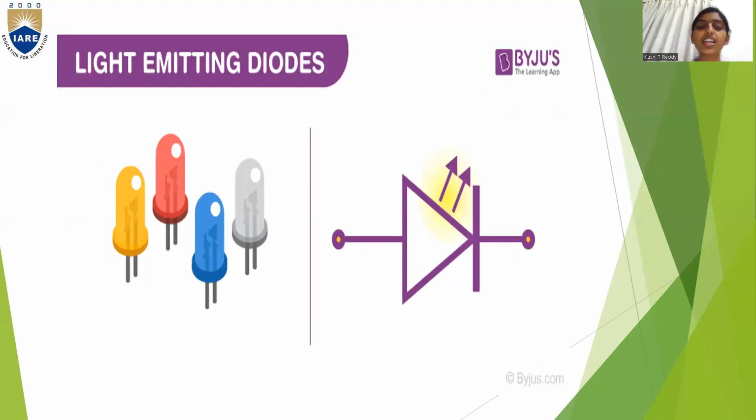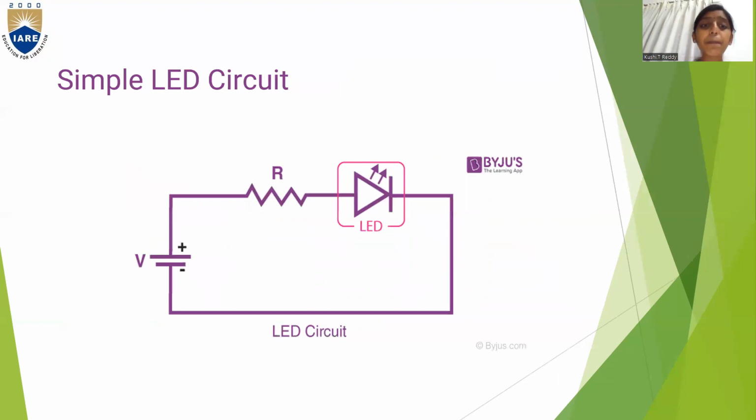How is it represented in a circuit, and how does it look practically? You can also know that LEDs are available in different colors like yellow, red, blue, white, etc. And the LED's structure or figure is the same as that of a diode. So this is a simple LED circuit. This circuit consists of a resistor, an LED, and a voltage supply.